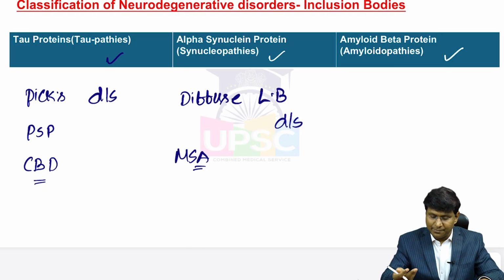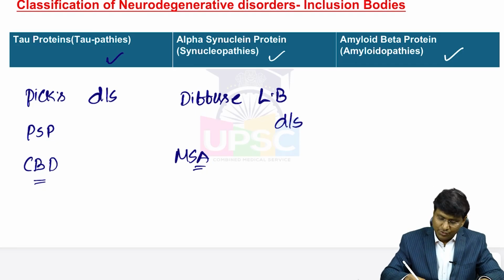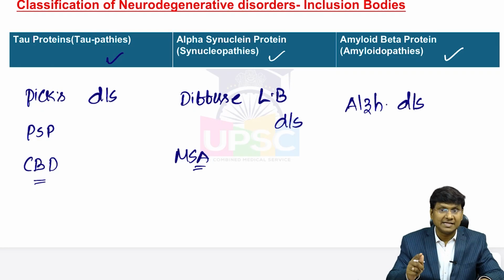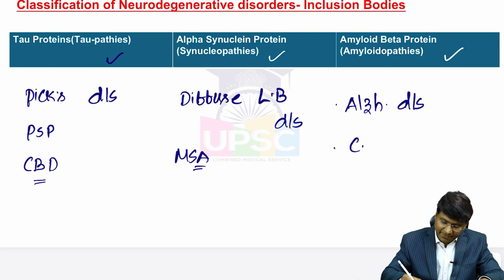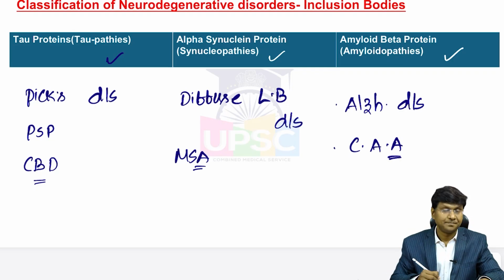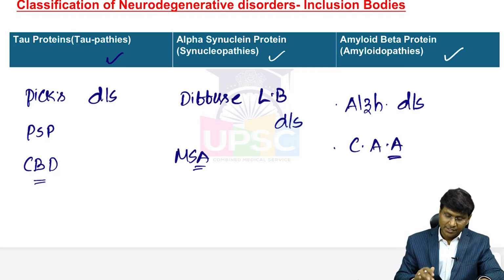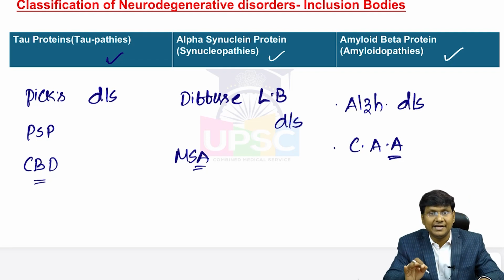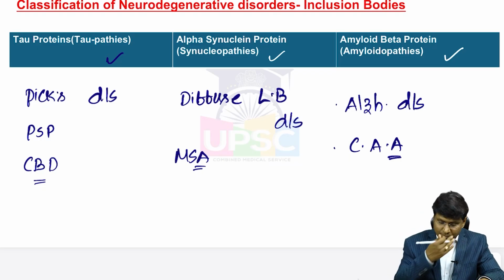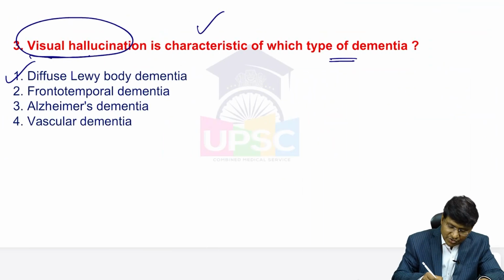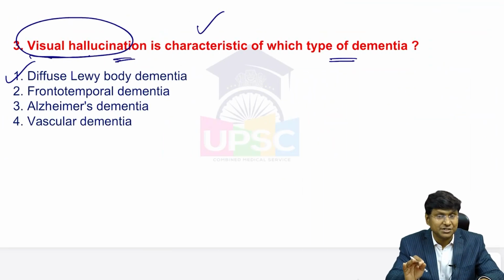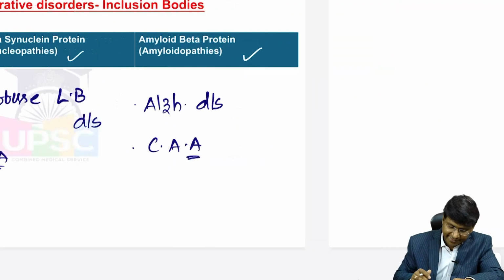Then amyloid beta protein, or amyloidopathies, you see that in case of Alzheimer's disease, right? So Alzheimer's disease as well as cerebral amyloid angiopathy. So these are the protein aggregate inclusions resulting in neurodegenerative disorders. Okay, so out of which, the visual hallucination is seen in which condition? That is diffuse Lewy body dementia, right? Now coming on to the next question.